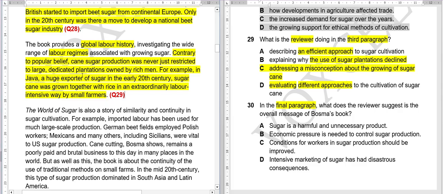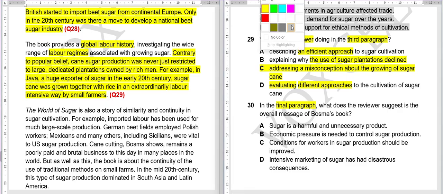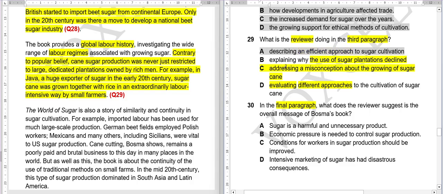Clear? So here he is addressing what people believed, that it was grown by rich men only, but no. For example, he has made clear that even small farmers in Java, which was a huge exporter of sugar in the early 20th century, grew sugarcane with rice. Clear? Let's see. Other options are not our answer. Why? There is no one particular approach being discussed. There is no mention that plantations declined, no mention about a decrease in cultivation, and no evaluation or comparison of different approaches. So obviously C is our only answer.